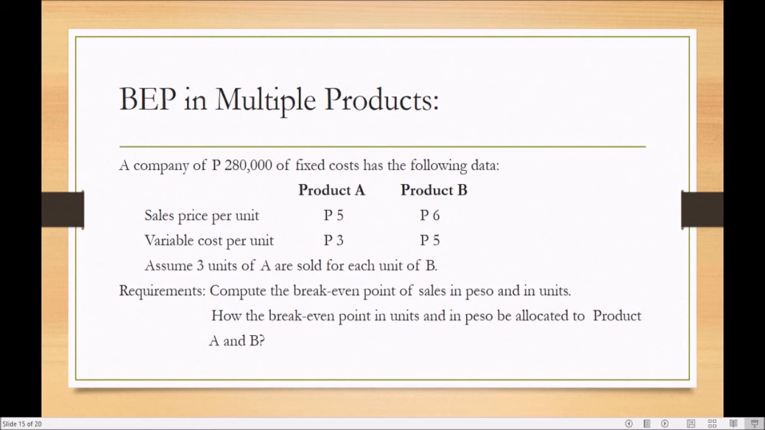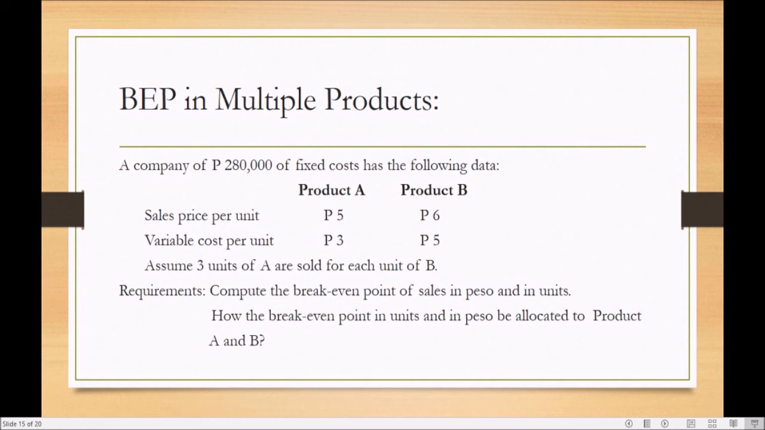Next. Okay. The break-even point in multiple products. A company having a 280,000 fixed cost has the following data. Ibig sabihin, isang company merong 280,000 fixed cost and then provided you the following data. Ito, multiple products to kasi dalawang product siya. Product A and product B. Dalawang product, isang single fixed cost.